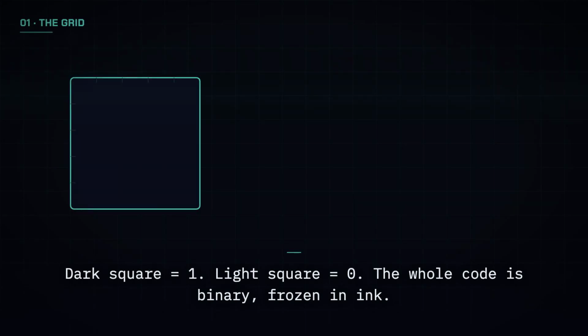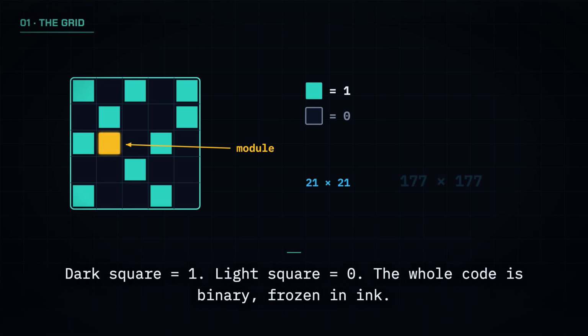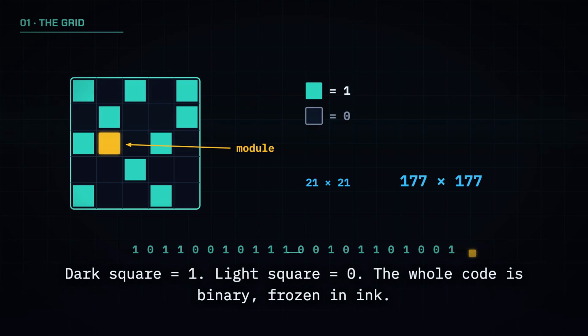Up close, a QR code is just a grid. Each tiny square is called a module. A dark module means 1. A light module means 0. That is the entire alphabet. The smallest codes are 21 modules across, the biggest are 177. String the squares together and you get a long line of ones and zeros, the same binary language every computer speaks. The picture is not a picture at all. It is data, frozen in ink.